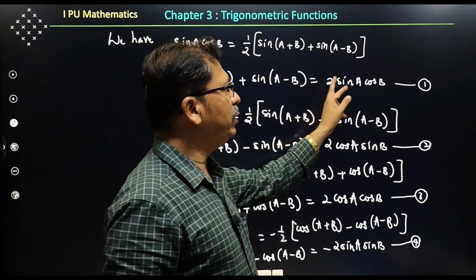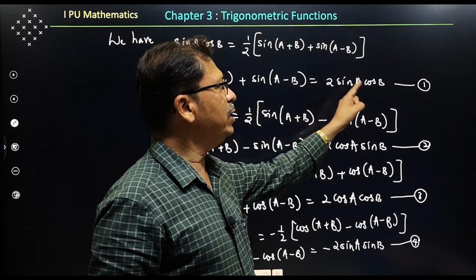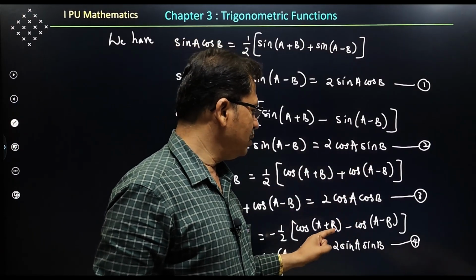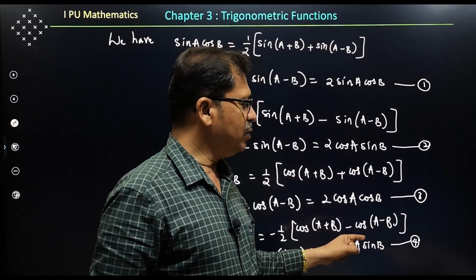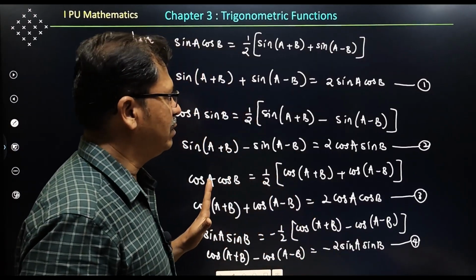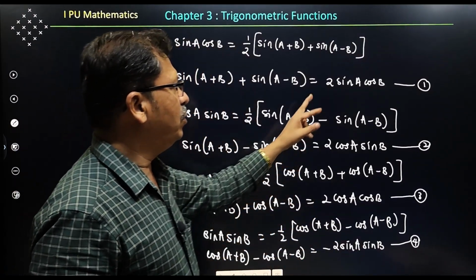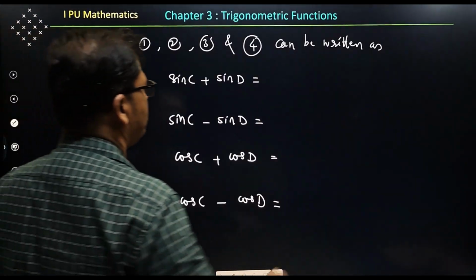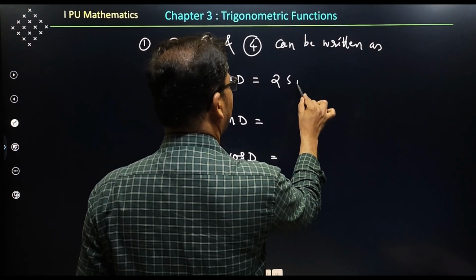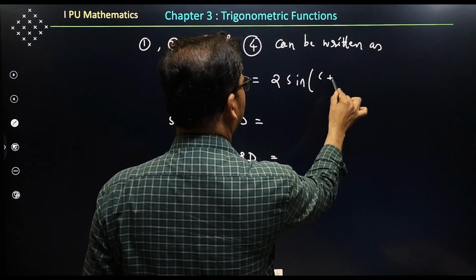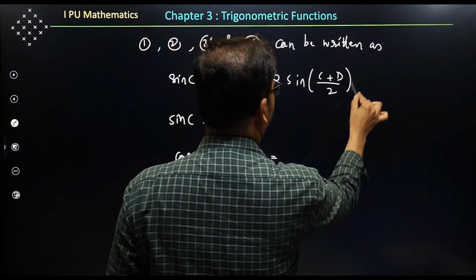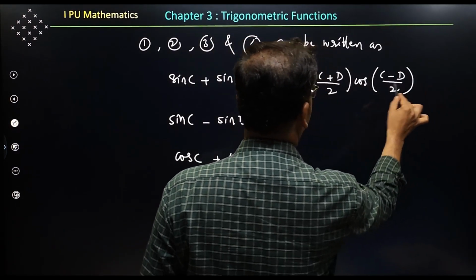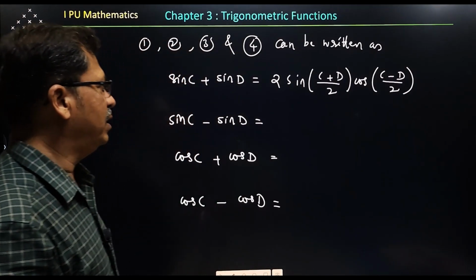Here: 2 sin cos, 2 cos sin, 2 cos cos, and minus 2 sin sin. This is the situation. You need to remember it. 2 sin cos: that is 2 into sin of c plus d divided by 2 into cos of c minus d divided by 2. This is the first result here.